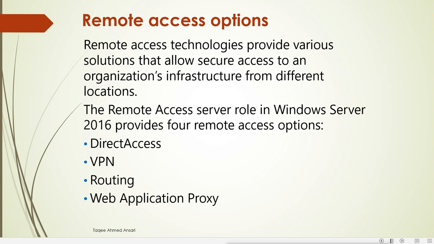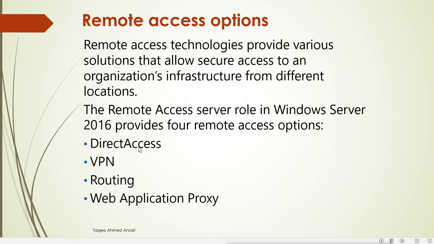So remote access allows us to give a secure connection to those users who are working from home or working online from on site. We can provide the connection securely by using this remote access technology. This technology provides various solutions that allow secure access to an organization's infrastructure from different locations. The remote access server role in Windows Server 2016 provides 4 remote access options. These are the technologies which we can use to provide the connection.